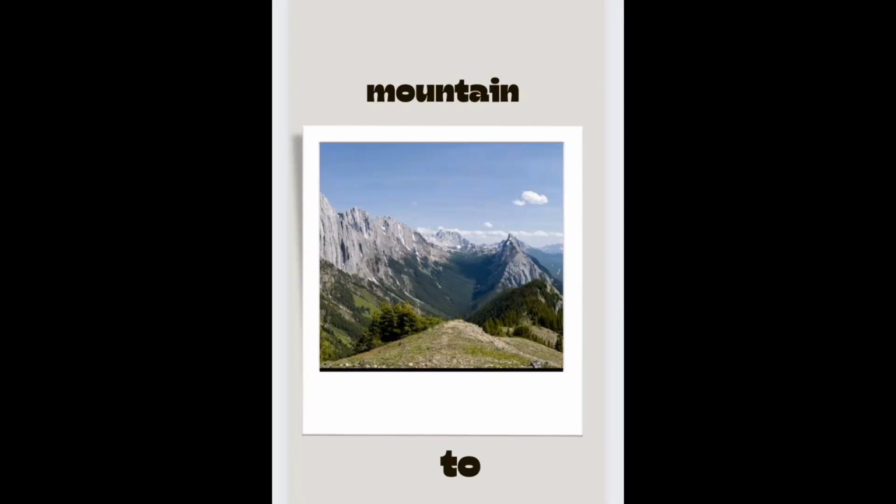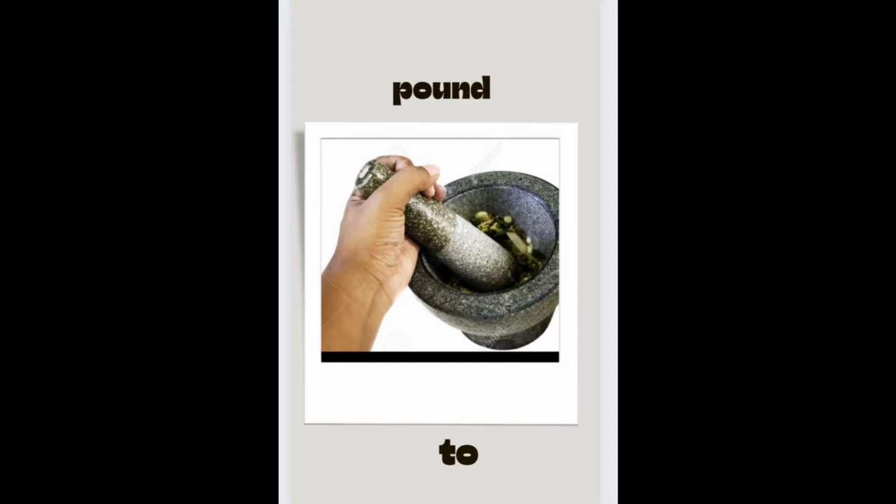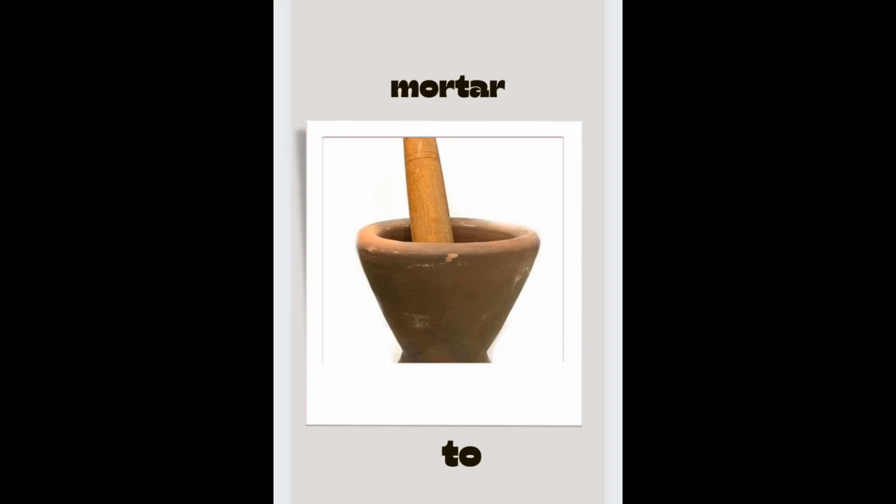For instance, if you say to, to, it means mountain. To, to, it means ear. To, to, it means pound. If you say to, it means mortar.